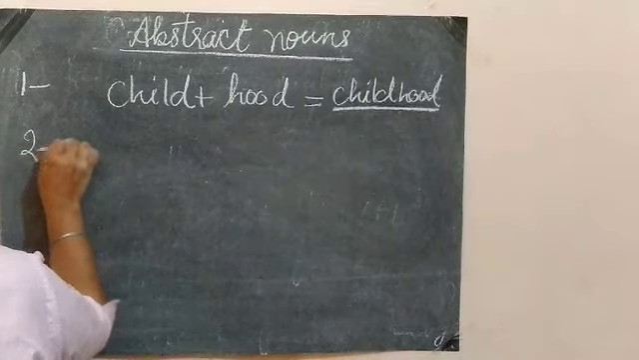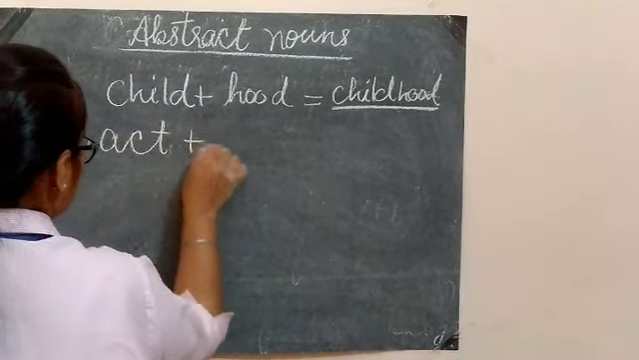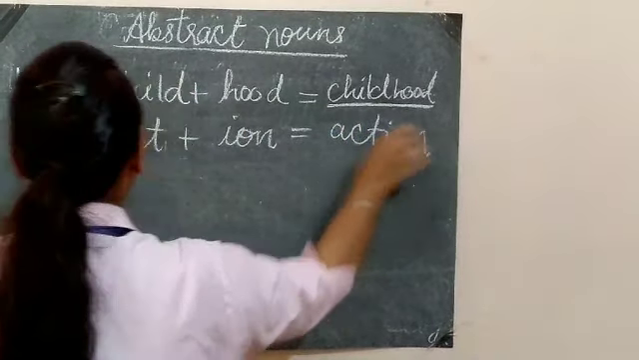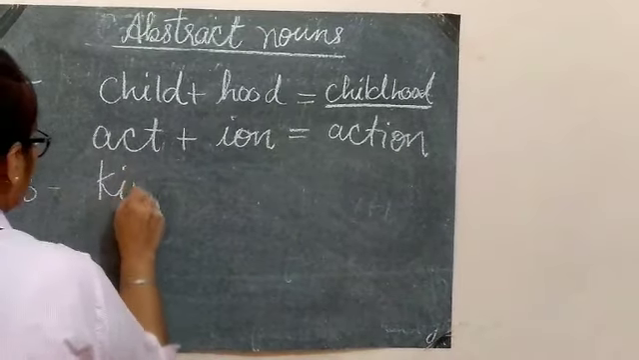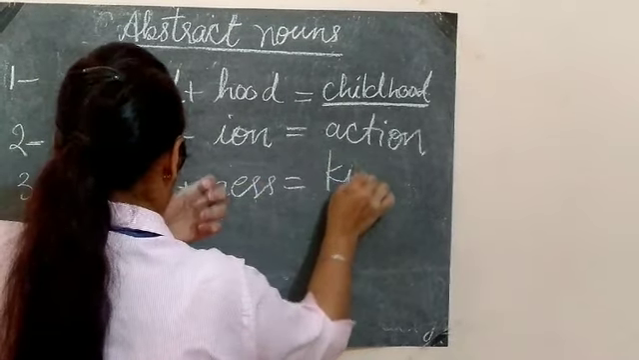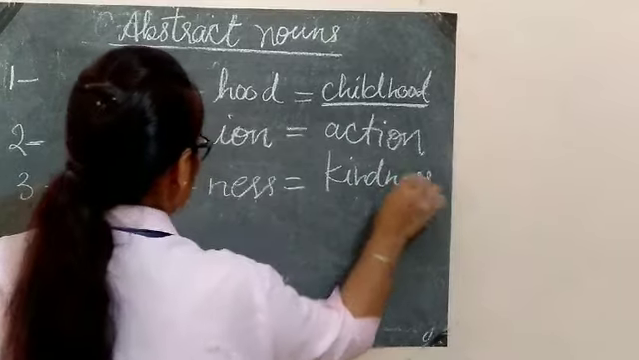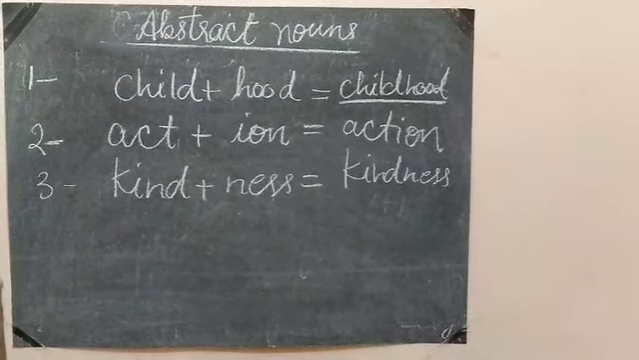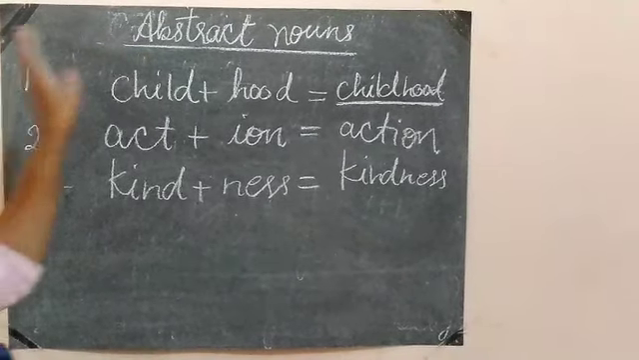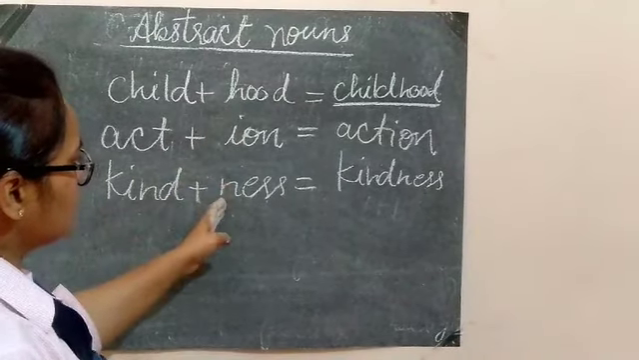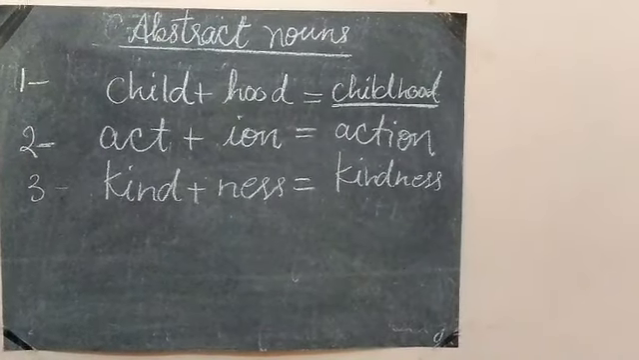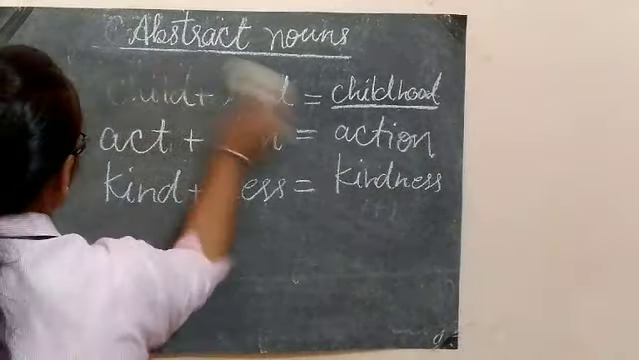Number two, act plus ion becomes action. Kind plus ness changes into the abstract noun kindness. So these are some examples. You can change a noun or verb by adding suffixes to form abstract nouns. Clear?